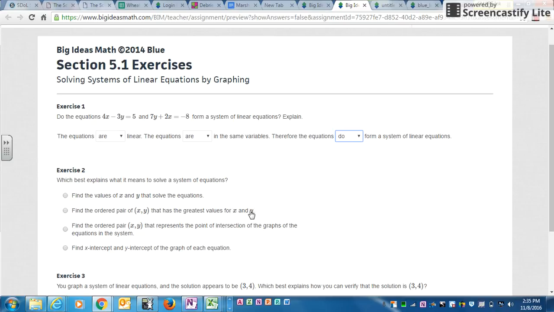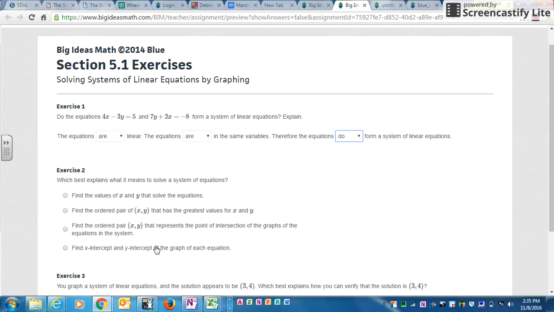Okay, exercise 2, which best explains what it means to solve a system of linear equations. Find the values of x and y that solve the equations. Find the ordered pair of x, y that has the greatest values for x and y. Find the ordered pair that represents the point of intersection of the graphs of the equations in the system, or find the x and y intercept of the graph of each equation.